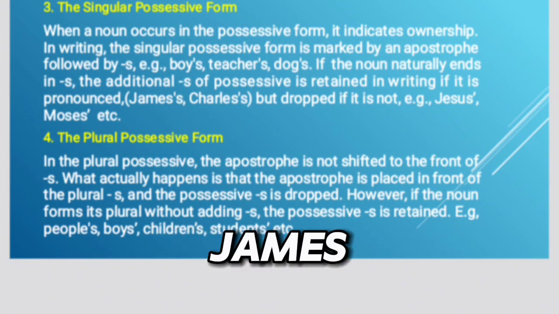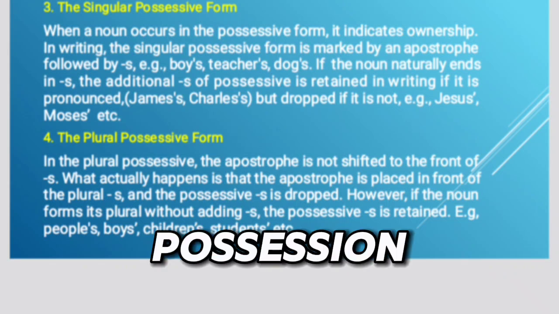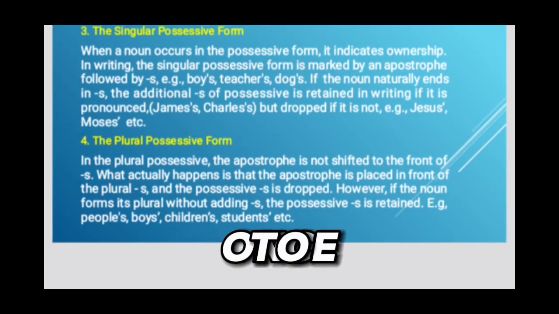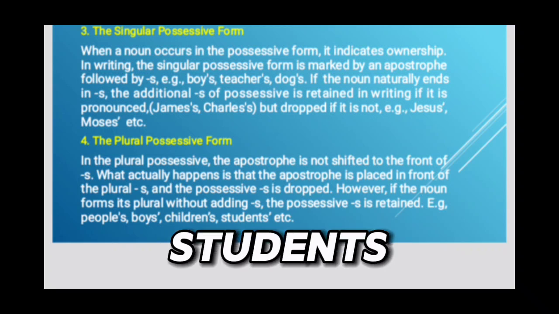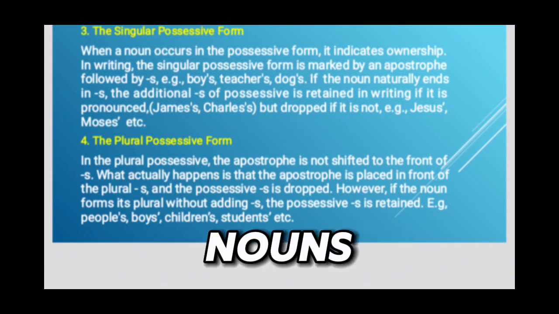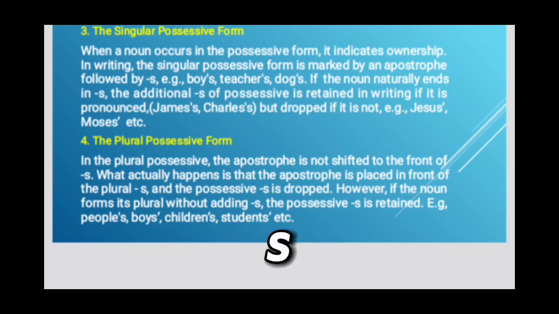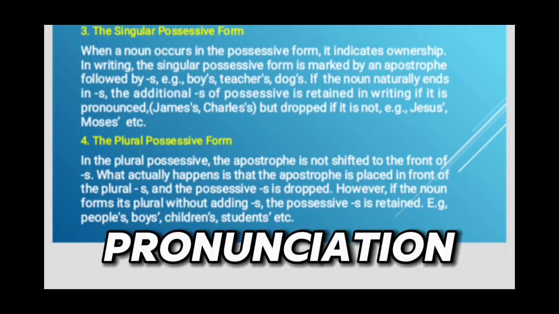For example, James, Charles, Moses, Jesus. You know that those words already end with s. So where are you going to add the apostrophe, and where are you going to add the s to show possession? If the nouns end with s naturally, whether you add the apostrophe and the s to the spelling or not depends on the pronunciation.